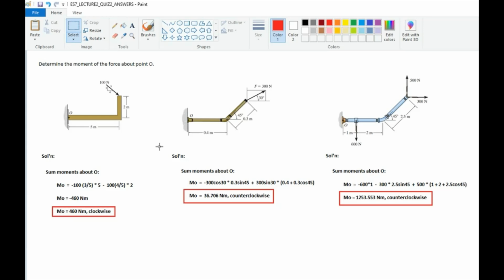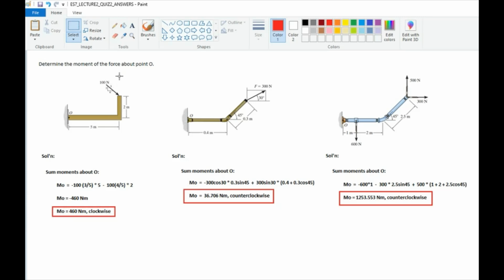So, we are given 3 figures. For the first figure, we always just sum moments about O. So, summing moments about O, M sub O is equal to negative. The negative 100 here is what I considered as the y component. So the y component of 100, and the 3, 4, 5 triangle, is 100 times 3 over 5, the vertical component over the hypotenuse. So that's 3 over 5.